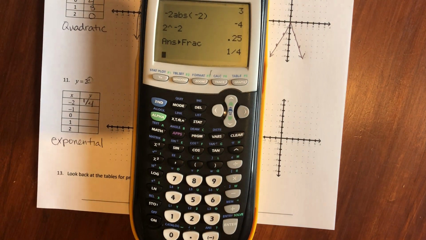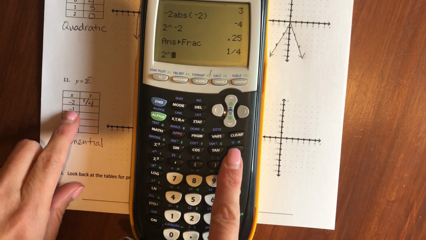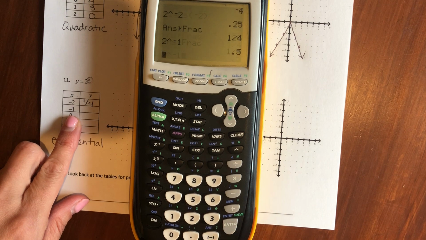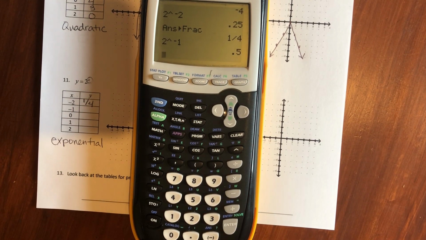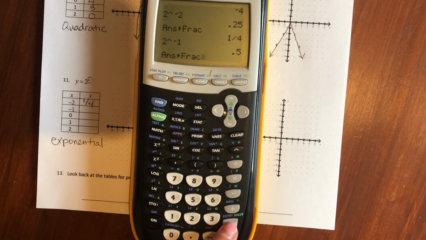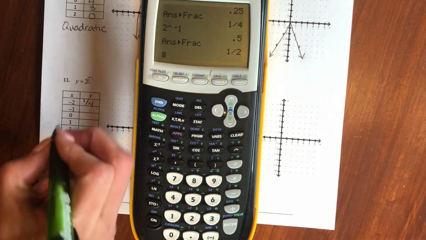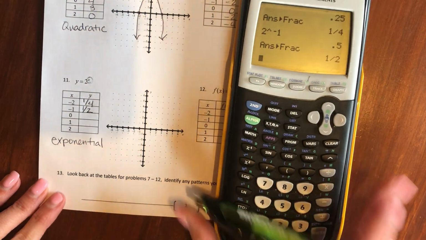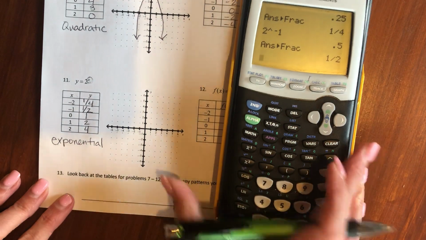Okay, let me show you that one more time. So let's do 2 to the -1. Enter. 0.5. I know that 0.5 is 1/2, but what if you didn't? You could go math, enter, enter. 0.5 is 1/2. All right, you can continue doing that. Go ahead and fill that in for you. Then I'm going to graph it.